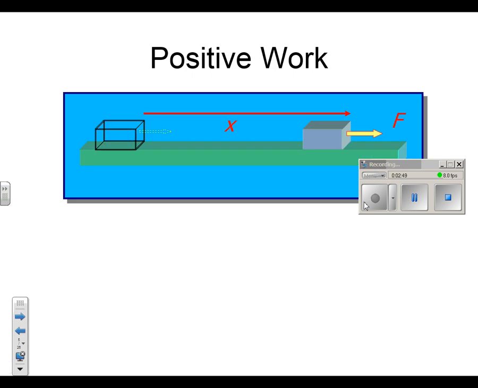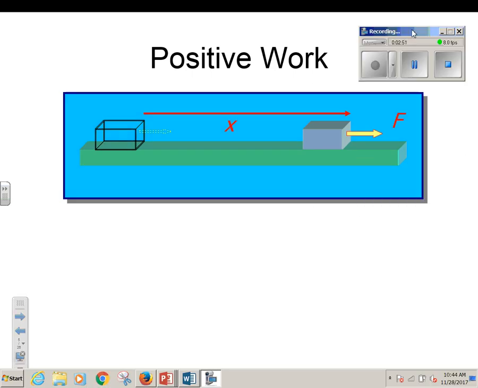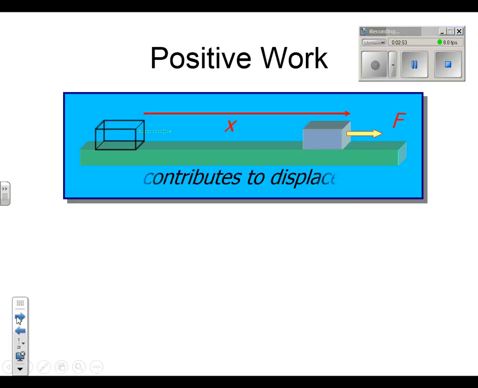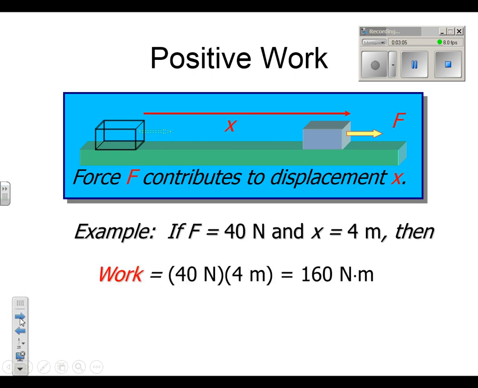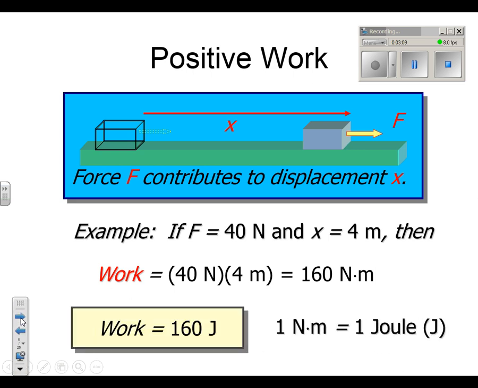Now, we can talk about things like positive work and negative work. Positive work would be when the force contributes to the displacement, meaning that the force vector and the displacement vector are in the same direction. So if our example is 40 newtons times 4 meters, then we would come up with a positive work value of 160 newton meters. So that could also be written as 160 joules, remembering, because a newton meter is a joule.